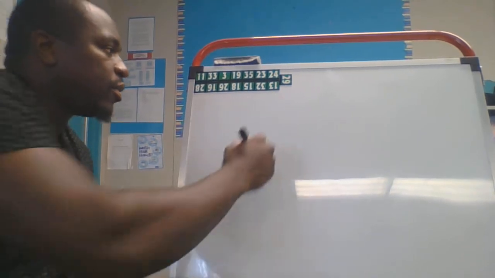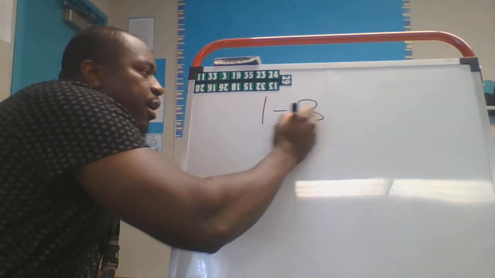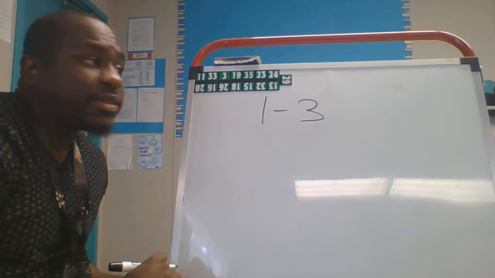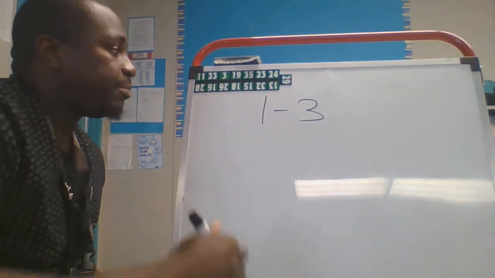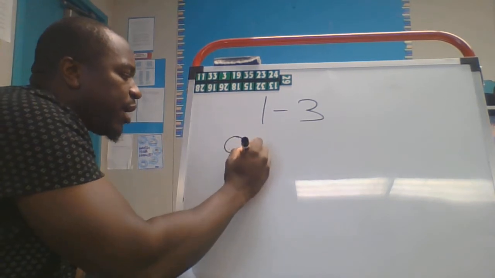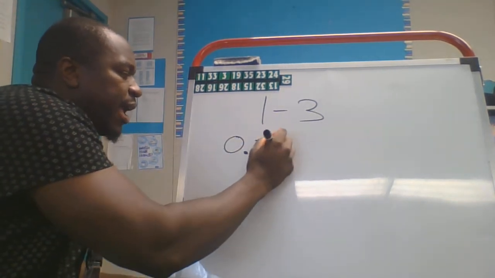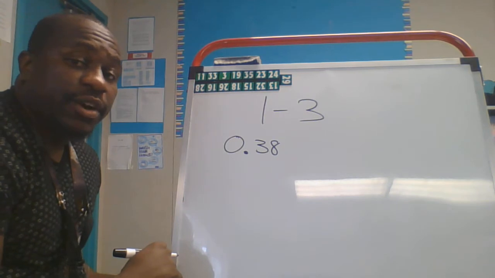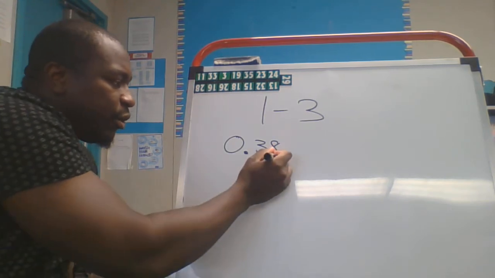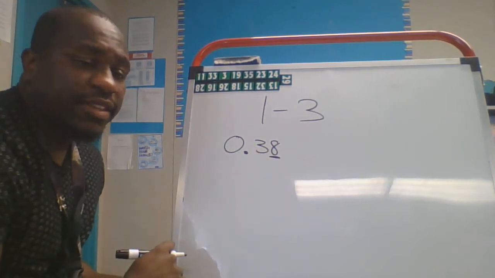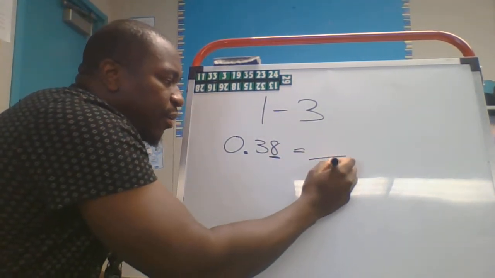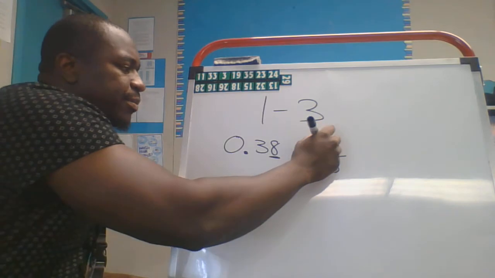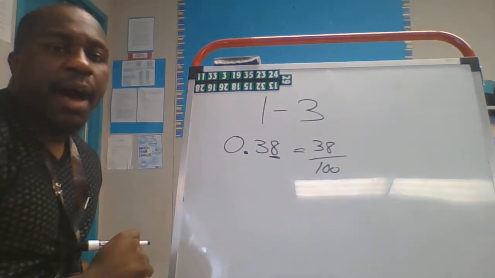Okay, so the first thing, 1-3. This is fractions to decimals and decimals to fractions. In your textbook, 1-3, this is where you'll find it. So if you have 0 and 38 hundredths, and to turn this into a fraction, you are going to look at your last place value. This is the hundredths place value, so this is going to be over 100. And you take the number and you write it right here at the top.